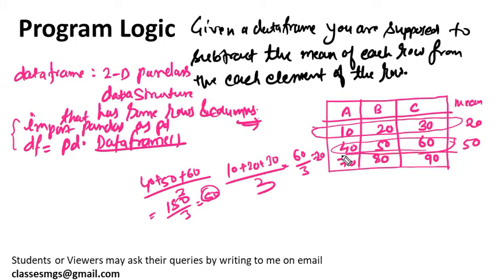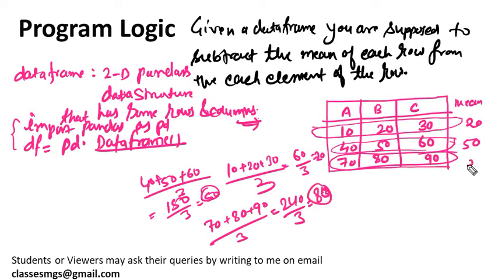And then what is the mean of this row? 70 plus 80 plus 90, then divide by 3. 70 plus 80 is 150, plus 90 is 240, divided by 3, then we are getting 80 as the mean. So this is the mean row wise we have calculated. We can calculate the mean column wise also.